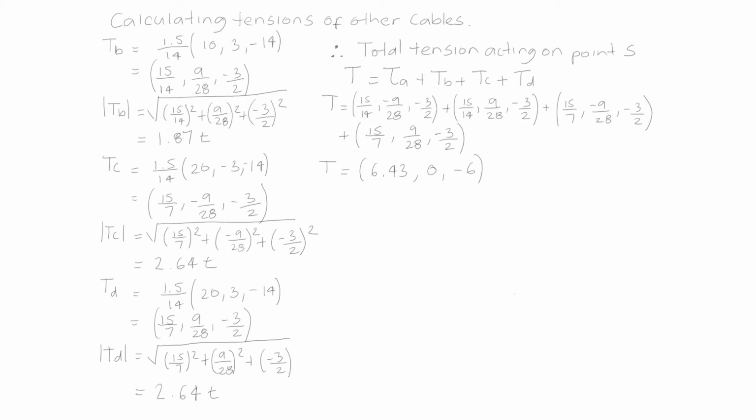From this, the total tension force acting on point S can be determined by the summation of the tension forces in each cable. So T equals TA plus TB plus TC plus TD. Once added, the tension force acting on point S is given by the vector 6.43, 0, negative 6. For the tower on the bridge to be stable, there cannot be any forces in the X and Y directions. However, forces in the Z direction are acceptable. As you can see, at point S there is a force in the X direction, which means the tower could potentially fall.